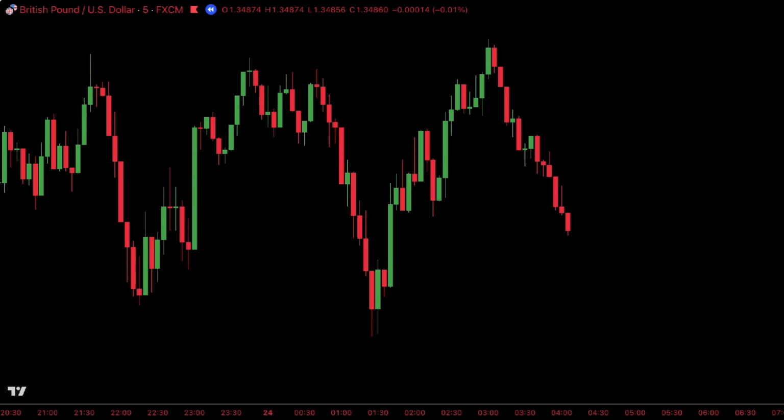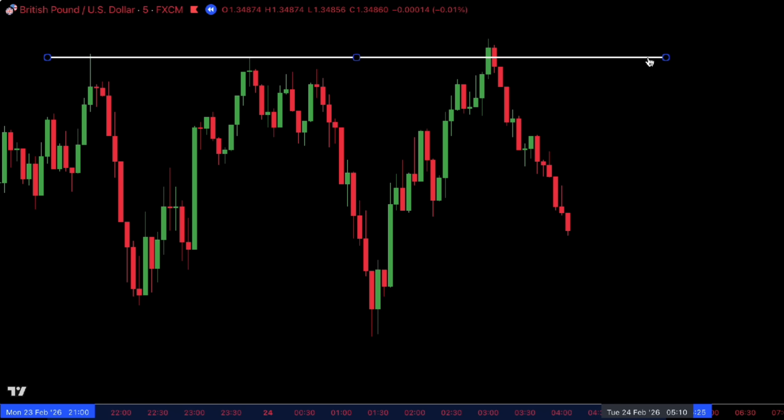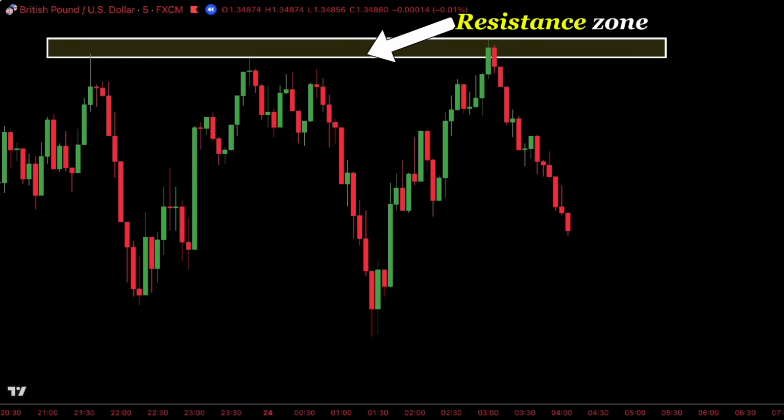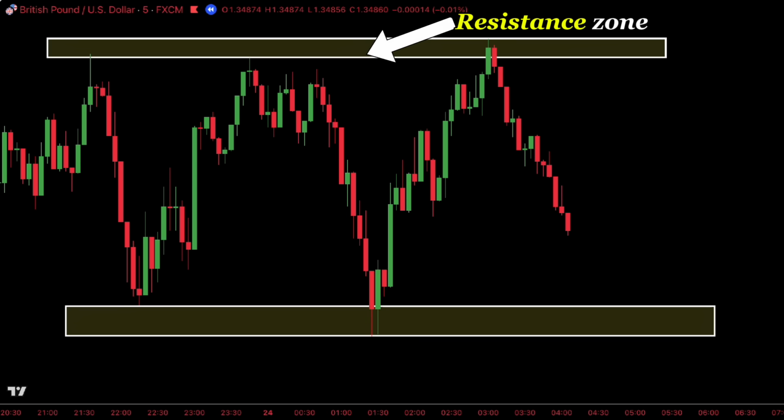Here on the British pound US dollar 5-minute chart, as you can see, we have multiple reactions at this resistance level. So how do we draw it? We try to cover all reactions by drawing a resistance zone instead of a single line. Below, we have this level that starts with this reaction, and another reaction here. So here as well, we draw a zone. Now we have two clear levels of support and resistance.